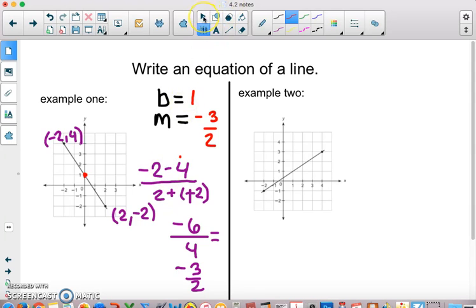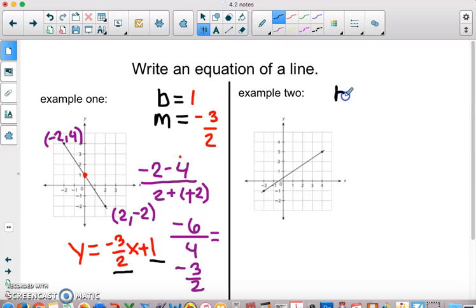Now that we located the y-intercept and the slope, we can write the equation of the line. So we have y equals -3 over 2 x plus 1. Okay, so we're plugging in the slope and the y-intercept. Let's take a look at another example.